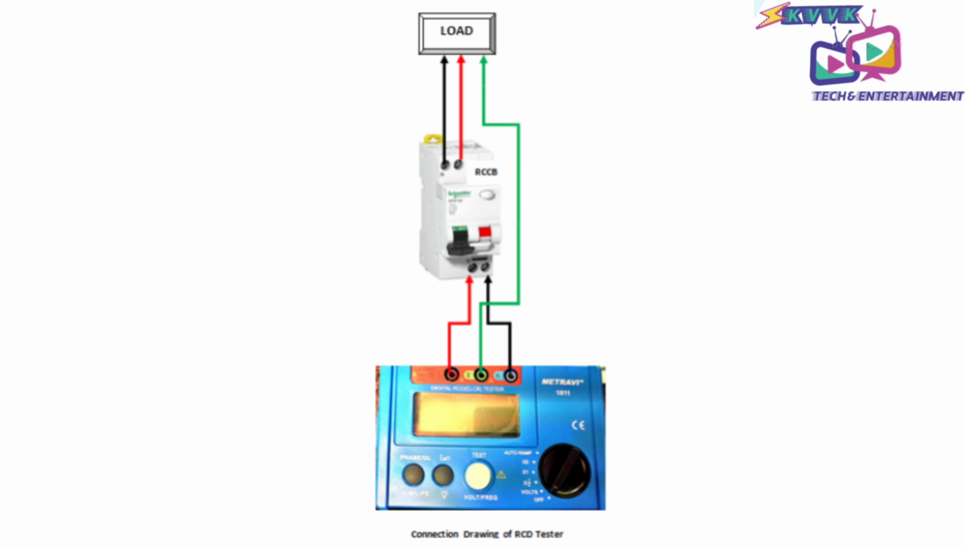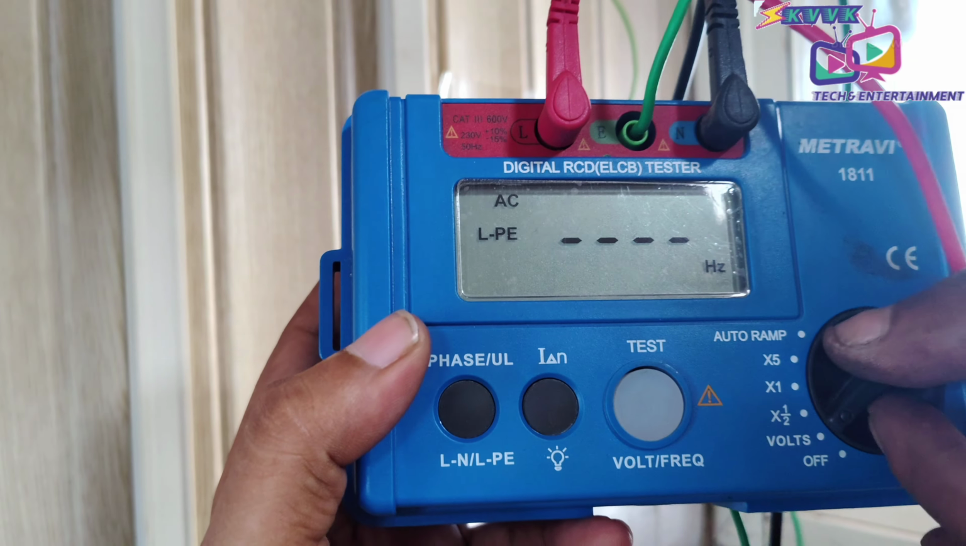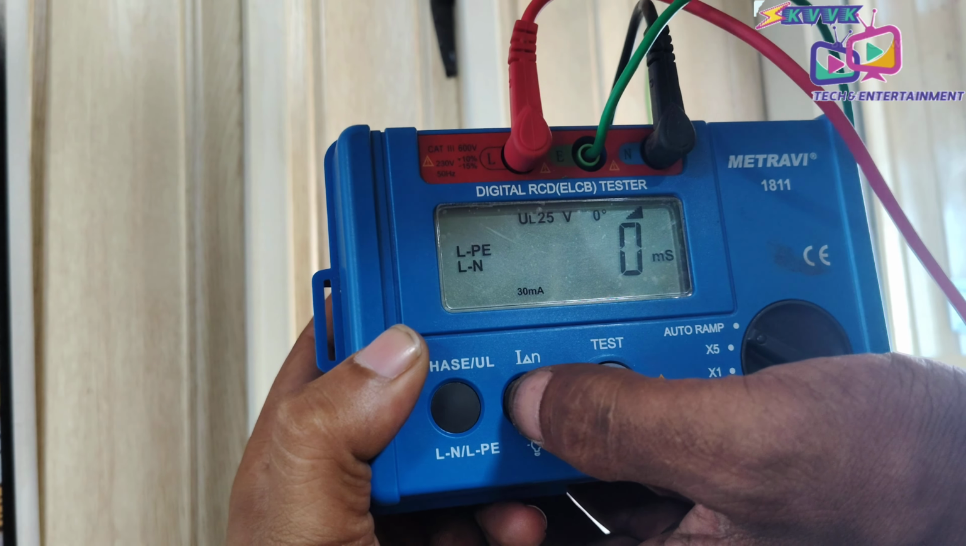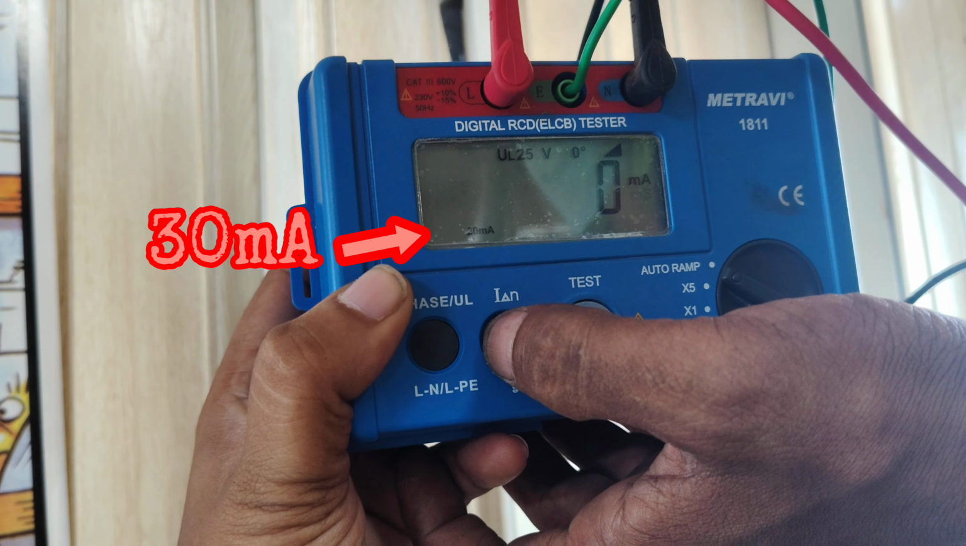Here I show you the connection diagram of RCCB with the tester, and you can also check the voltage and frequency by pressing the test button. After voltage and frequency checking, the tester knob shall be taken to auto ramp for testing the RCCB. Now select the current rating of RCCB, 30 milliamp.